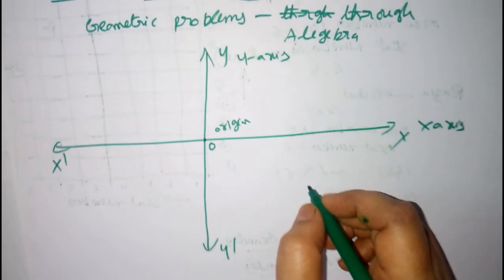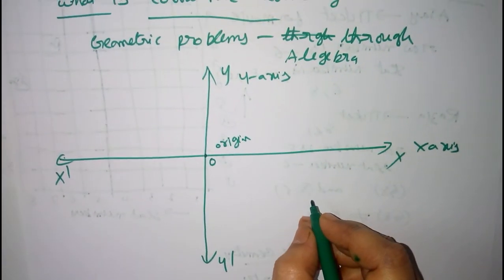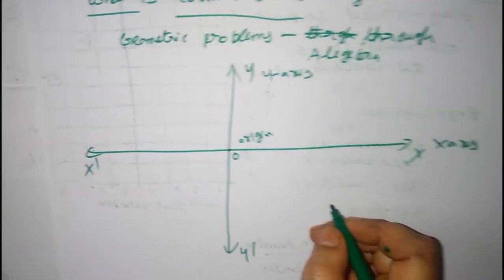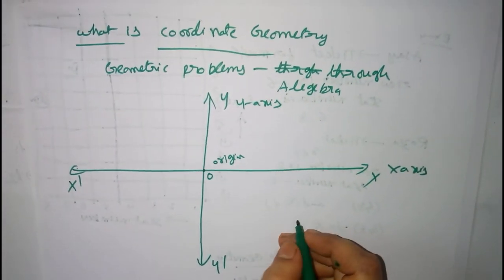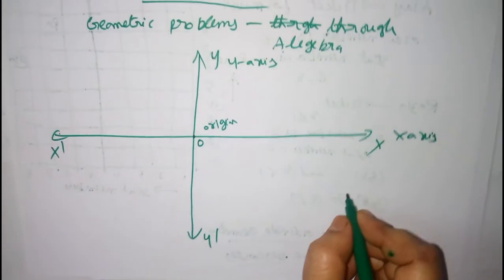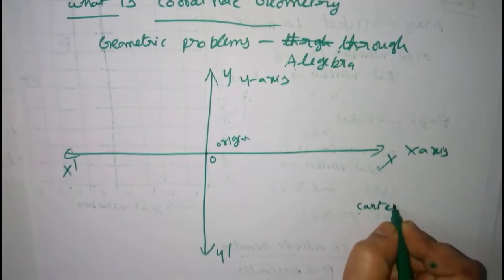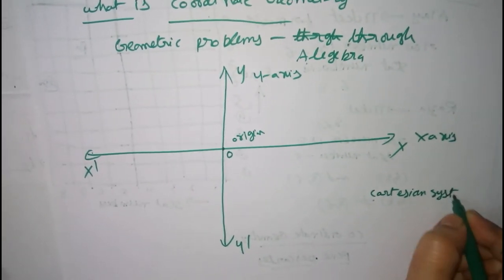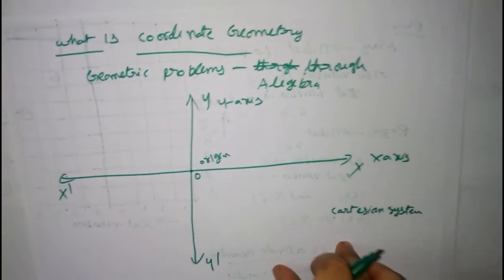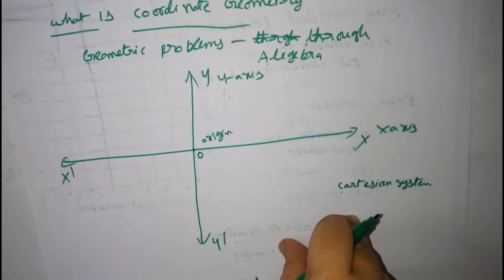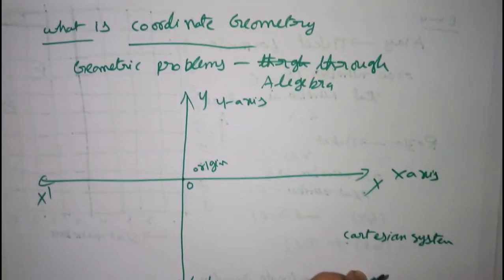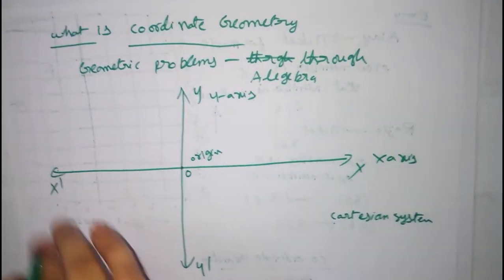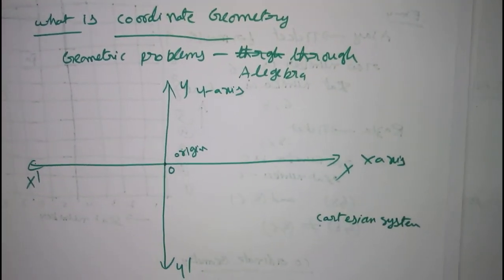The system which we are using to describe the position of a point or object in a plane is called the Cartesian system. So what is the Cartesian system? The system which we are using to describe the position of a point or object on a plane is called the Cartesian system.